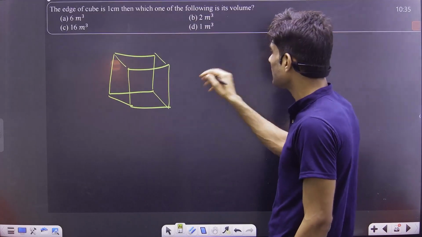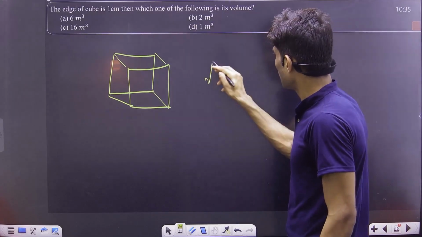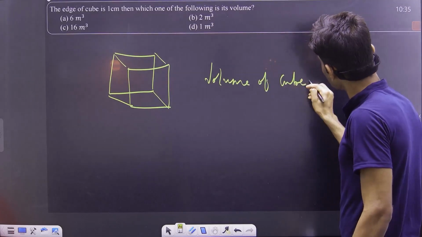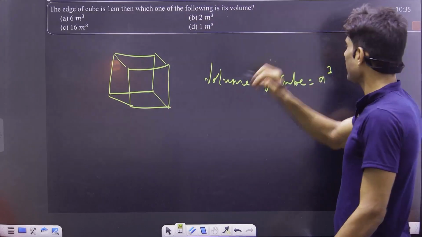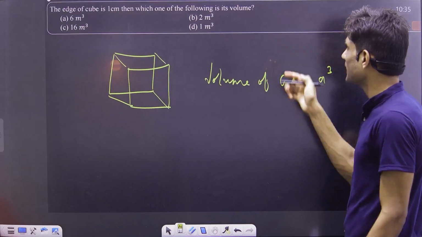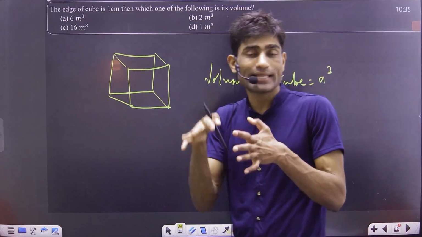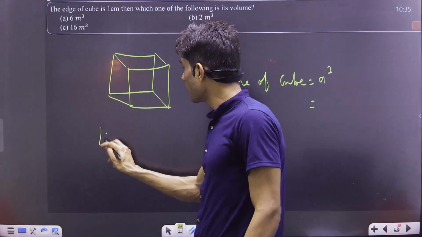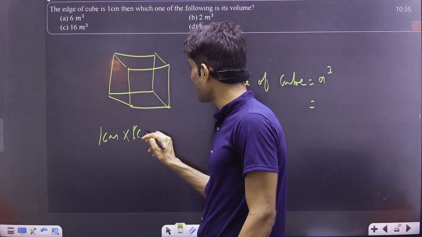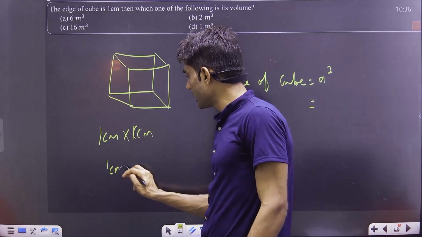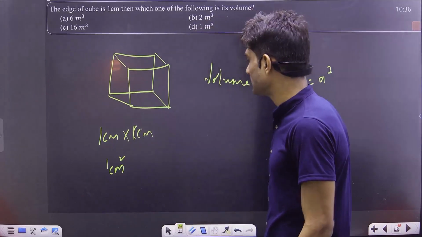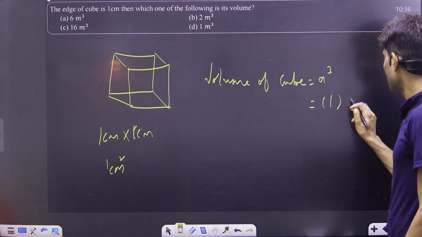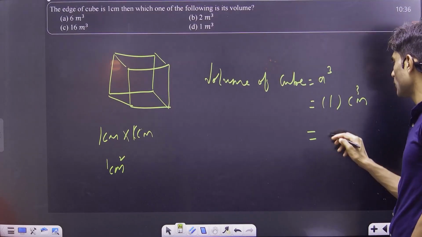That means we write the volume of a cube as edge cubed. We have one edge, it is given as 1, and length into breadth gives 1 into 1 centimeter square. How do we get it? 1 centimeter into 1 centimeter gives 1 centimeter square, for it's a two-dimensional space. Now the volume of a cube is 1 centimeter cube. That means 1 centimeter cube.